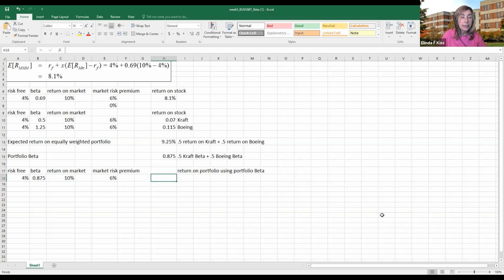Now let us see what is the return on that portfolio. The return on that portfolio is the risk-free rate plus the beta of the portfolio multiplied by the market risk premium, again 6%. And you can see I get the same answer, 0.0925 as a decimal, and if I want it as a percent, I can show you that I get it as a percent.